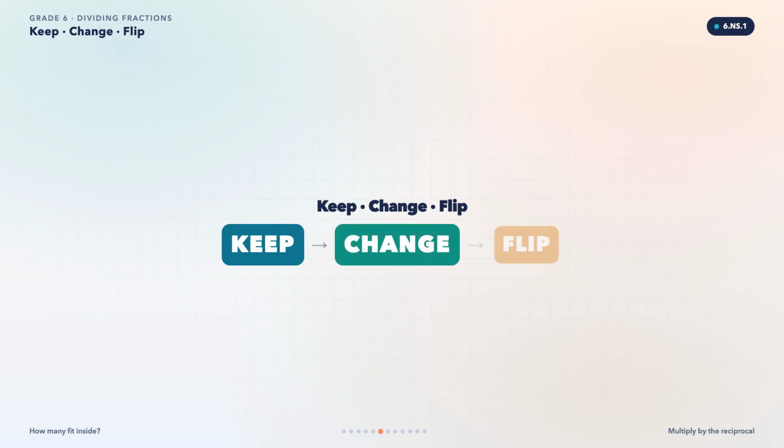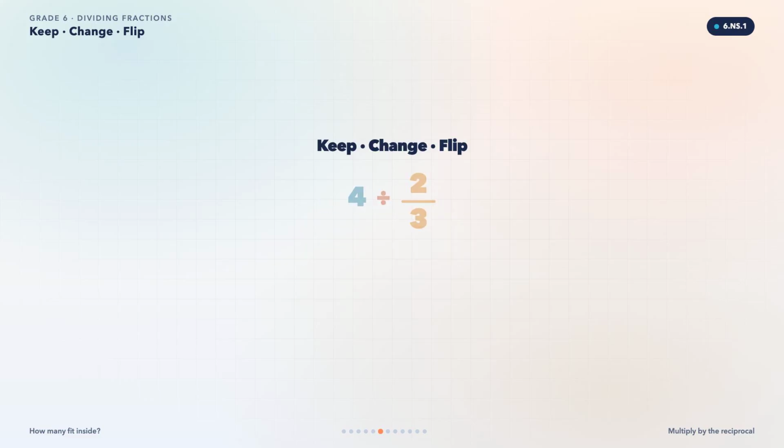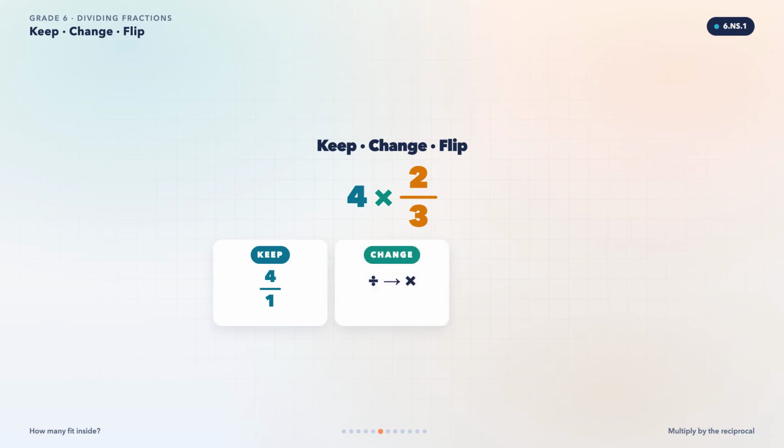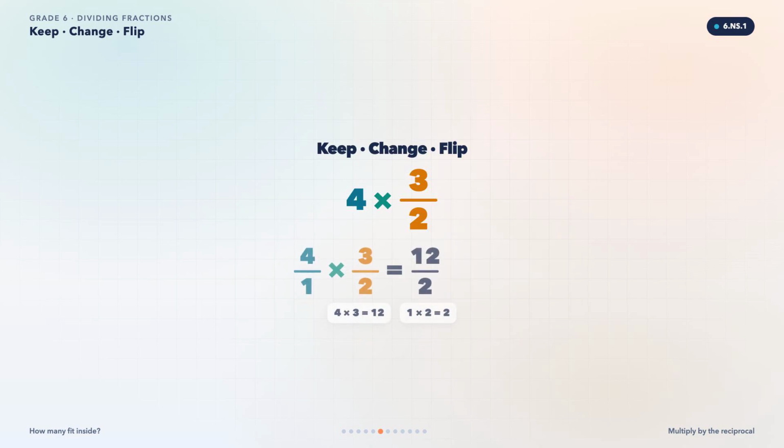Let's try 4 divided by 2/3. How many 2/3 fit inside 4? Keep 4. We'll write it as 4 over 1. Change the division sign into a multiplication sign. Flip 2/3. It becomes 3/2. Now multiply. 4 times 3 is 12. 1 times 2 is 2. 12/2 equals 6. So 4 divided by 2/3 equals 6. 6 groups of 2/3 fit inside 4.